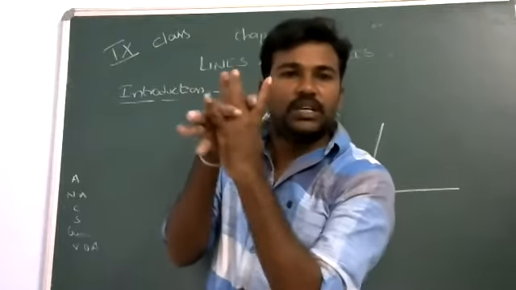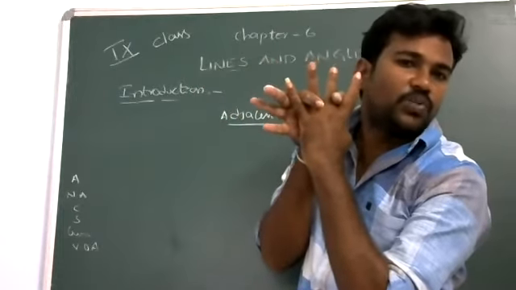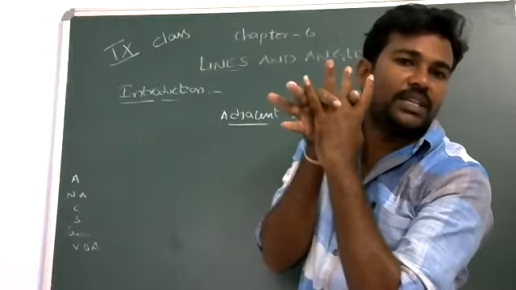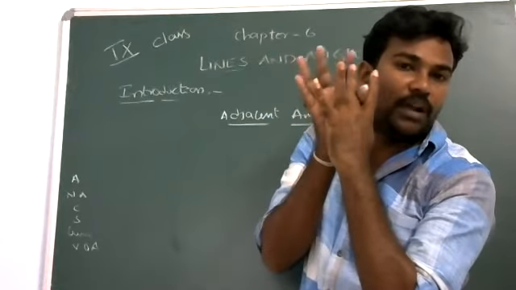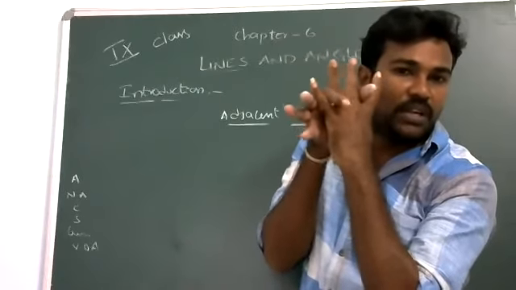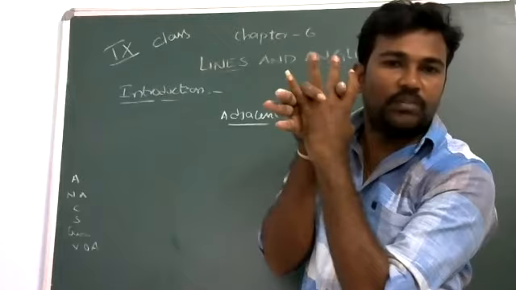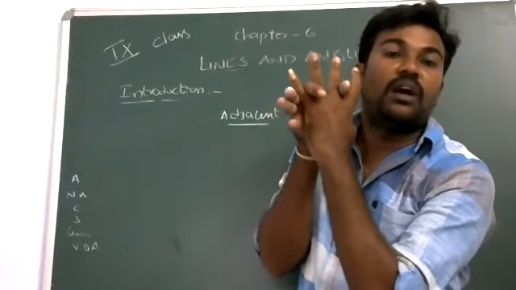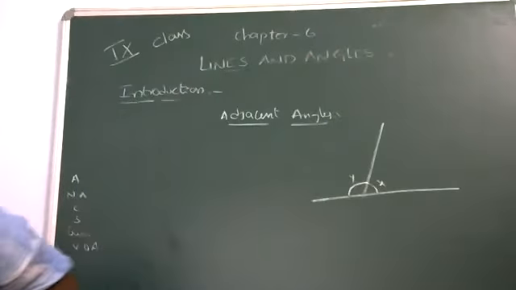Here you can see these two are non-adjacent angles. Why? Because these two are not able to communicate with each other. Because in between, two arms are there. That's why these two are not easy to communicate. So that's why these two are non-adjacent angles. Is it clear? So adjacent means nearby.